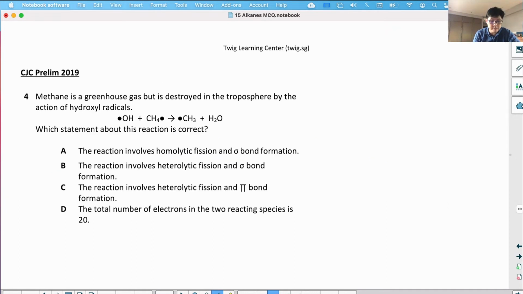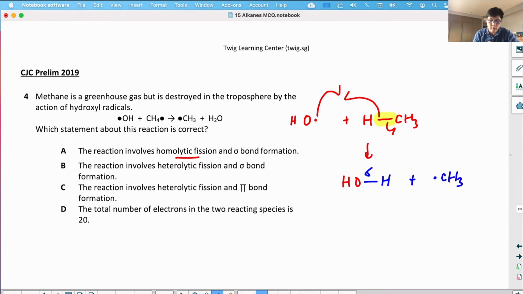Let's look at the next one, question 4. Which statement about this reaction is correct? The reaction involves homolytic fission and sigma bond formation. That is true. I'm going to show you why. If I draw the mechanism, this is how it works. I can draw a half arrow here, and this is a half arrow. The end product is, this bond breaking is a homolytic fission. And this OH forms a bond with the other H over here. So this is sigma bond formation, and then plus CH3 dot. So in fact, A is the answer already.